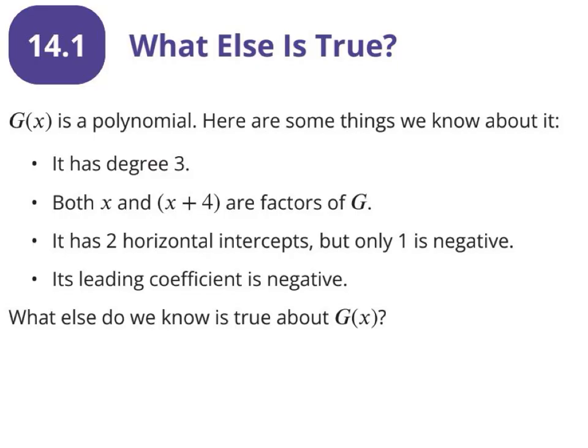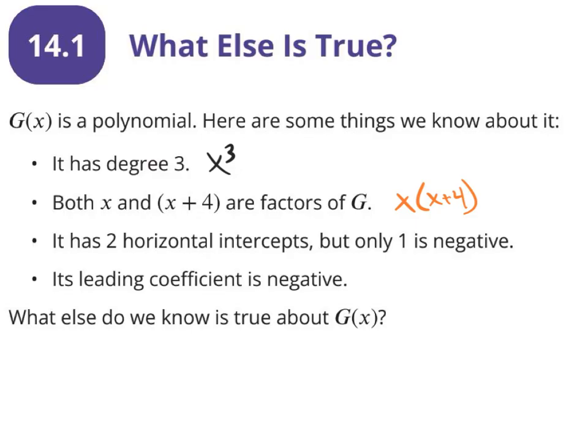g of x is a polynomial. Here's some things we know about it. It has degree 3, so that means the highest exponent is x cubed. x and x plus 4 are factors. It has 2 horizontal intercepts, but only one is negative.